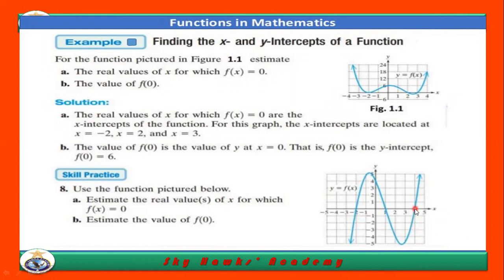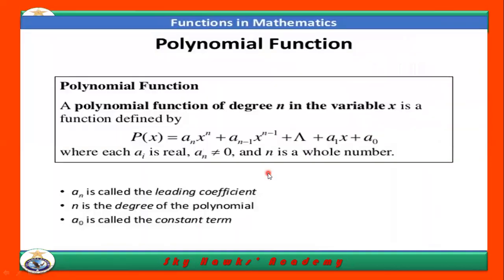Anyhow, this curve is crossing the x-axis 3 times, so there are 3 x-intercepts, and it is touching the y-axis only once, so we can get the y-intercept from here. Anyhow, this was so simple. So we are now moving to the polynomial function.